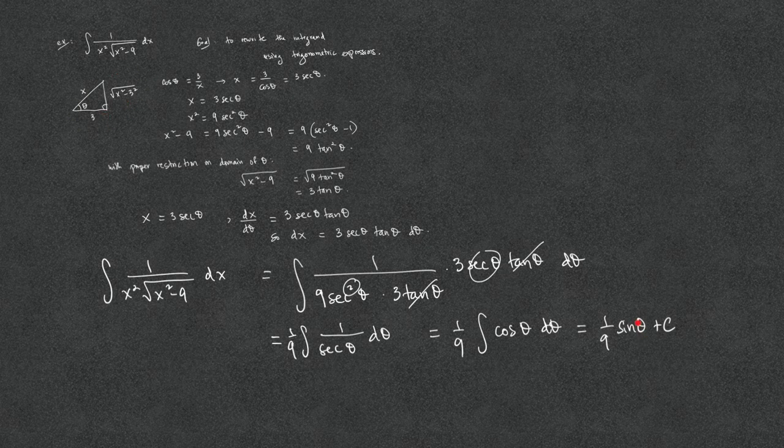Again, this is not the final answer. We still have to rewrite this expression in terms of x, but using the right triangle, sine of theta is opposite over hypotenuse, and so the answer is 1 over 9 times the square root of x squared minus 9 over x, plus C.